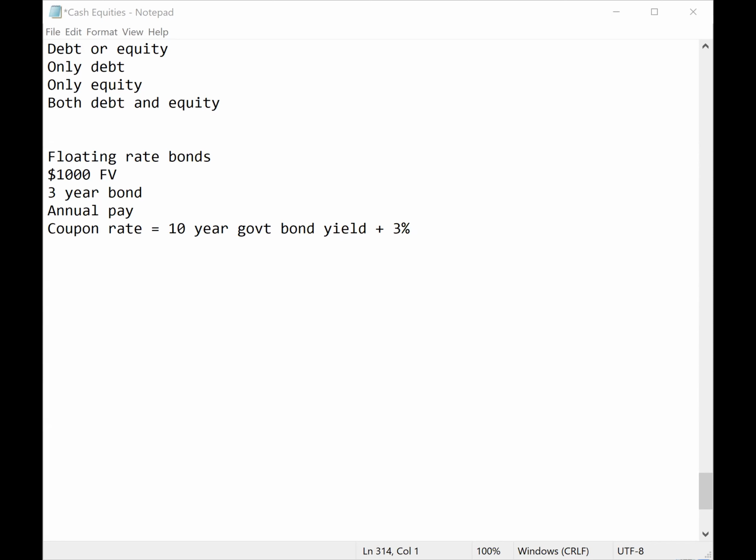Sir, I said in which interest rate risk is there or inflation risk is also there. See, interest rate risk will not be there because it's a floating rate bond, right? But the inflation risk can be there, that the inflation can be higher than the coupon you are getting. Yes, sir.